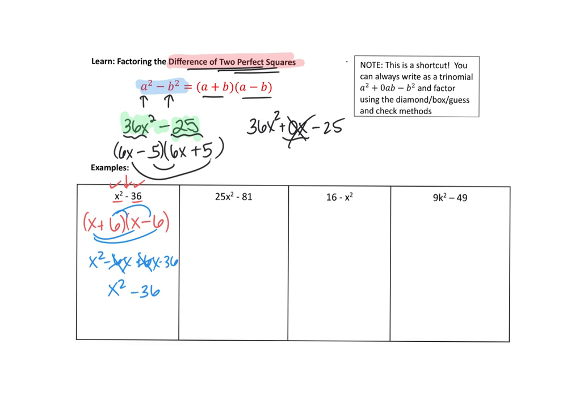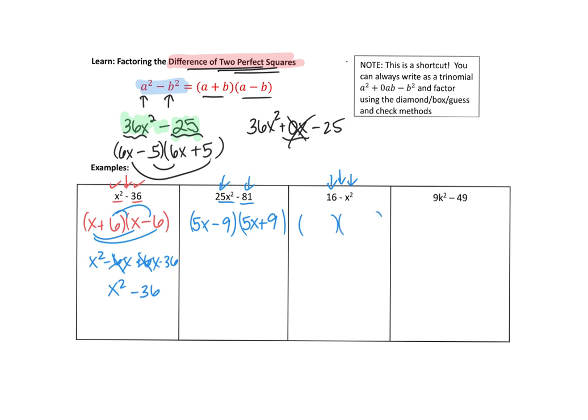All right, so the first one, again, these are both perfect squares, so you can do the difference of them. So I get the square root of 25x squared is 5x, so I'm going to do 5x and 5x. Square root of 81 is 9, and it's going to be minus and plus. Doesn't matter which order you do that in. So that is factored.